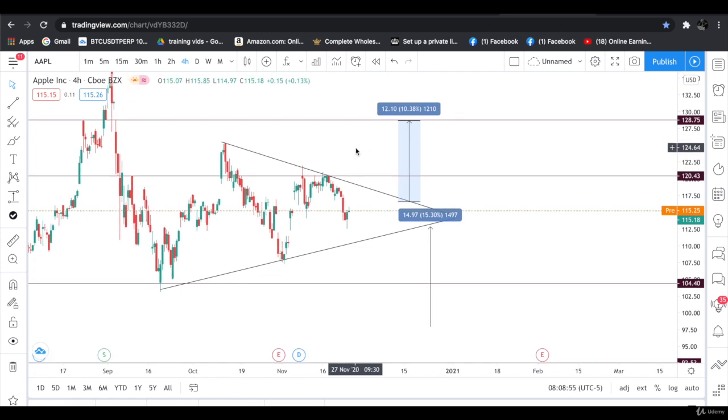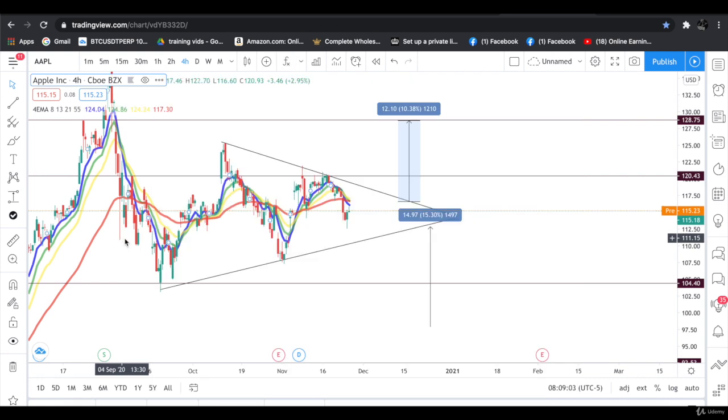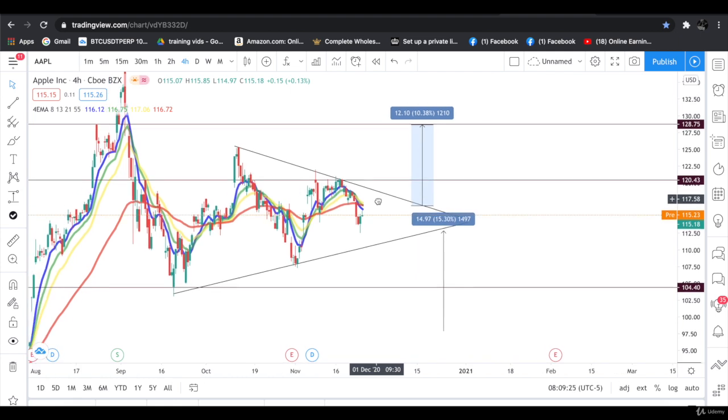And for further confirmation, if you want to confirm the trend, you can use the 4 EMA indicator. Let's use the 4 EMA. The 4 EMA currently is facing resistance right now, as you can see over here. If these lines cross over again in sequence like this, we'll place a trade. So this is how simple it is.